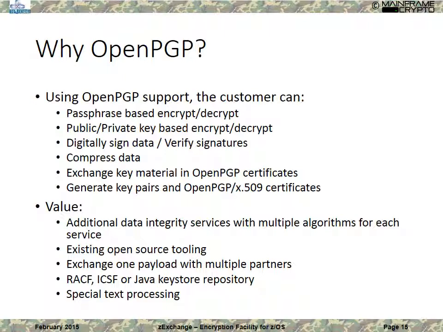Each one of them will be able to pull off their version, their ciphertext copy of the key, and decrypt it using their private key. And then lastly, OpenPGP does provide some advantages in terms of text processing. With OpenPGP, you don't have to worry about the EBCDIC ASCII conversion. That's kind of built into the standard. So there's an advantage there as well. Let's go to slide 16.